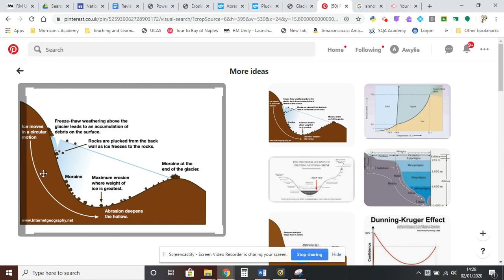One final skill that you're going to need is that you will need to be able to identify one of these features on an Ordnance Survey map, and you'll find under the map skills section of the revision site tutorials that will help you do that.